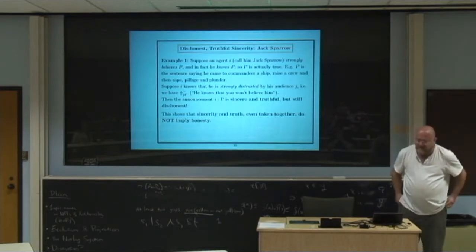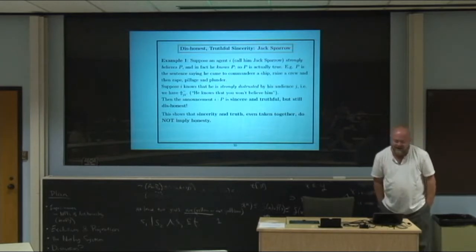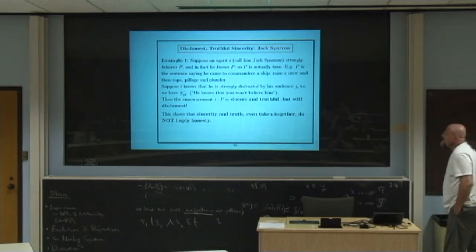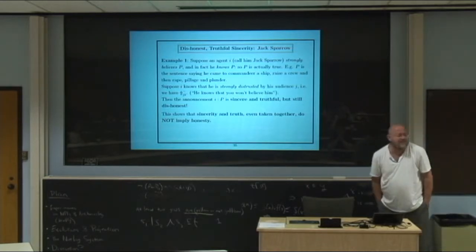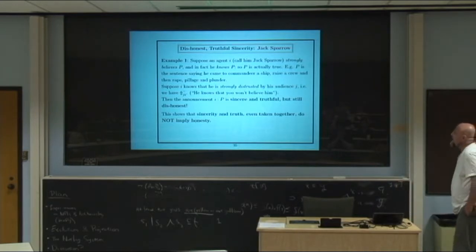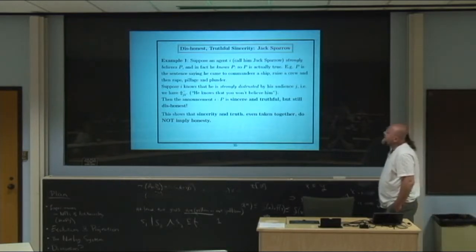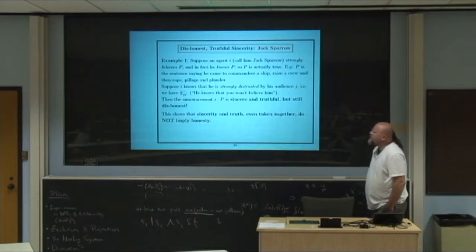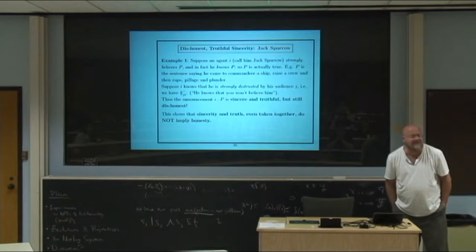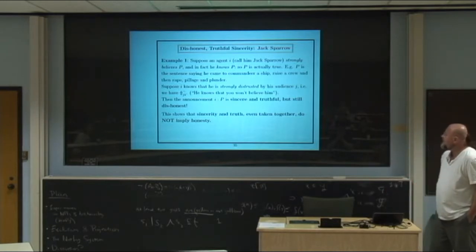So now we can look at our examples. Agent I, called Jack Sparrow, strongly believes P. And in fact, he knows P. P is that he was going to rape and pillage and commandeer a ship, etc. And P is actually true. He will do that. Then he also knows that he's strongly distrusted by his audience, J, say, the British soldiers.